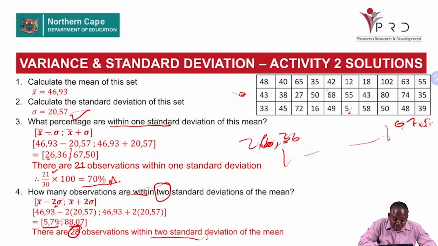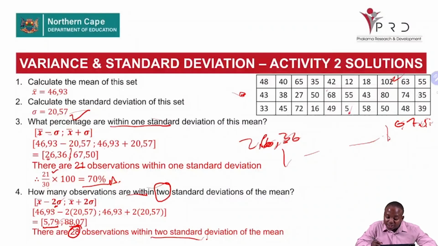If we look at the 2 that are outside in this case, it will be that 102, and which one again? The one that is higher than 88. The ones that are outside are the 102 above 88.